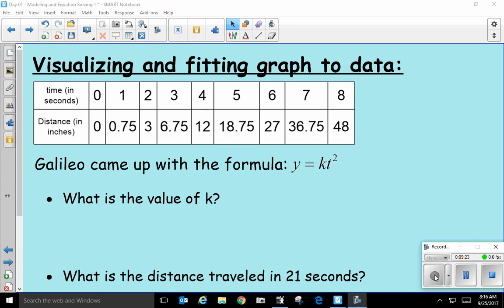So Galileo came up with this formula, y equals k times t squared. How can I figure out what the value of k is? Well, t is time. And we said that's normally our x-axis, or x value. That's a terrible t, by the way. So distance has to be y.